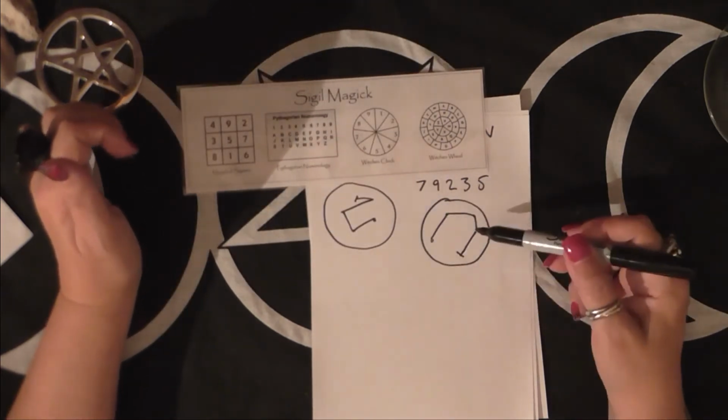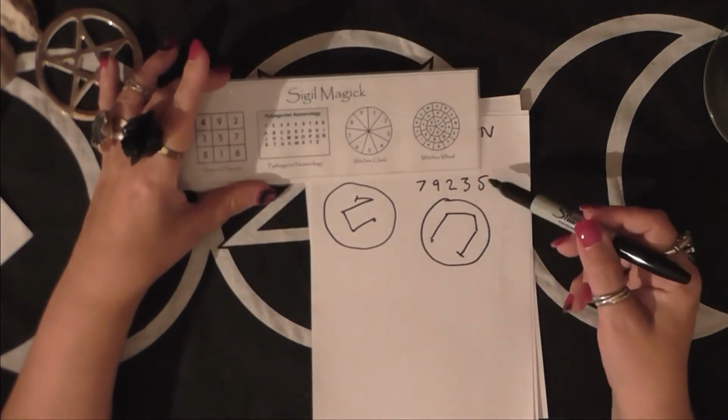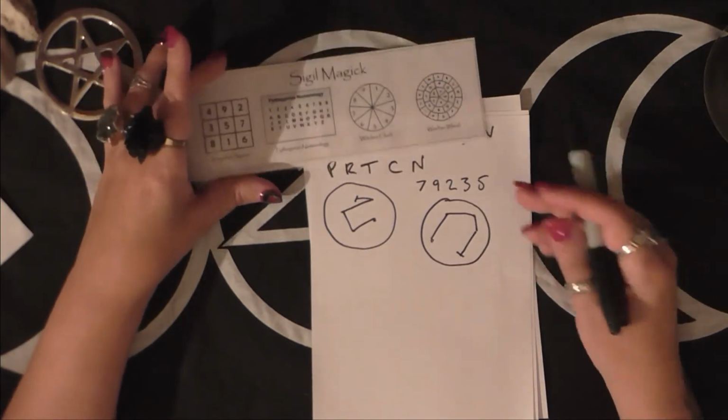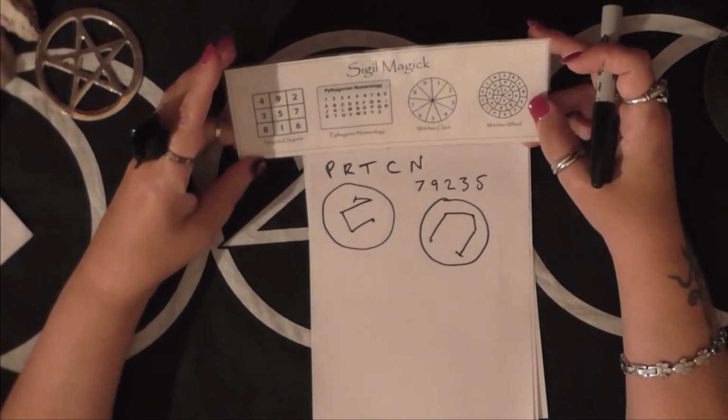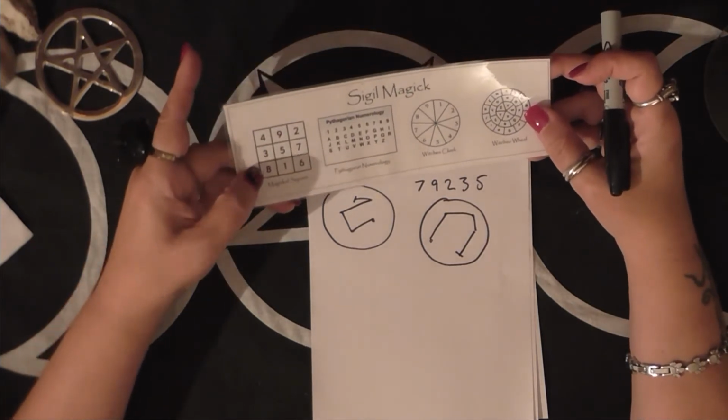So there's your 2 symbols. They're quite similar, really. I'm going to keep going. We'll do one in each style, and then you can choose which one you like. So now we're going to try the magic square.